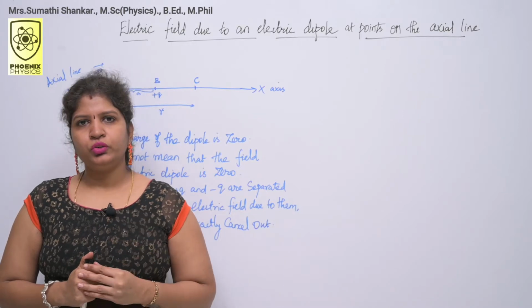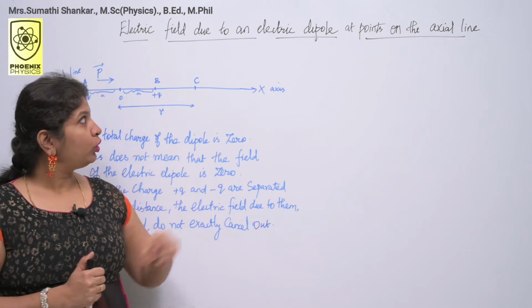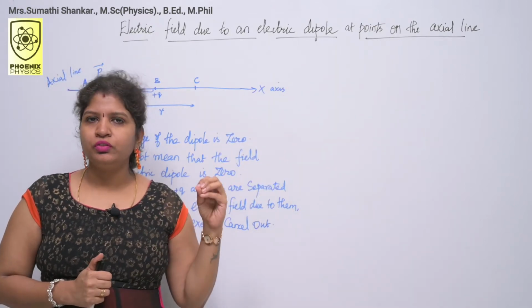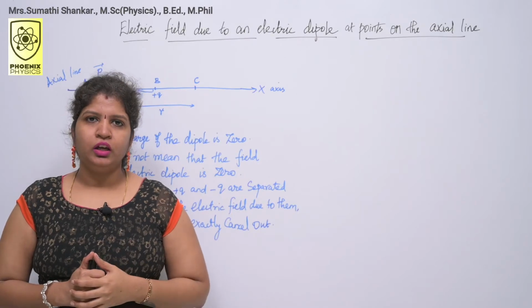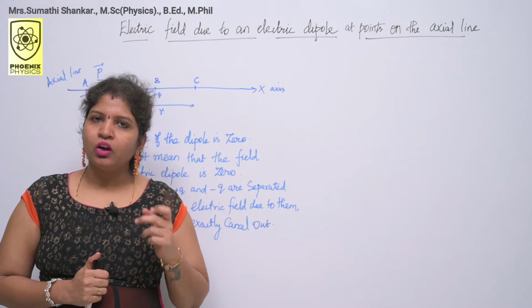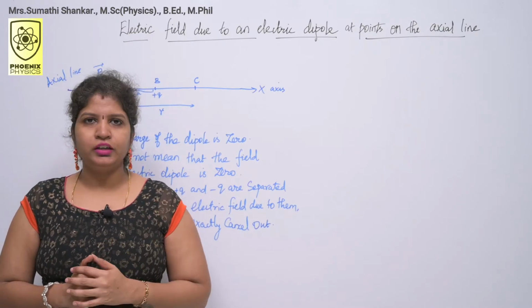Today we are going to learn electric field due to an electric dipole at points on the axial line. This is one of the important 5-mark questions. You know what is a dipole? It is nothing but two equal and opposite charges separated by a distance constitute an electric dipole.